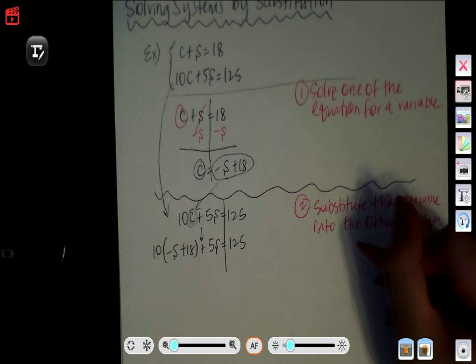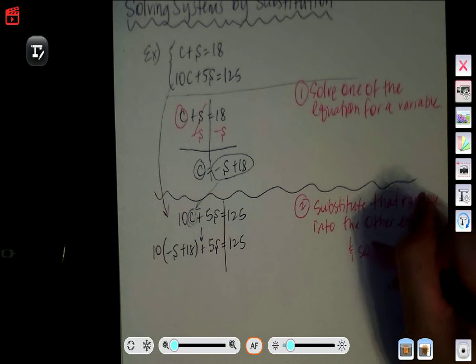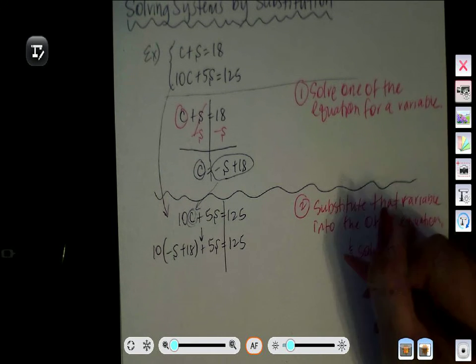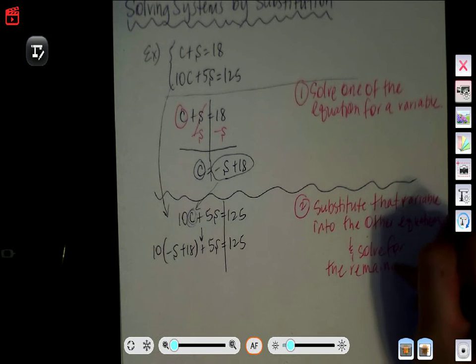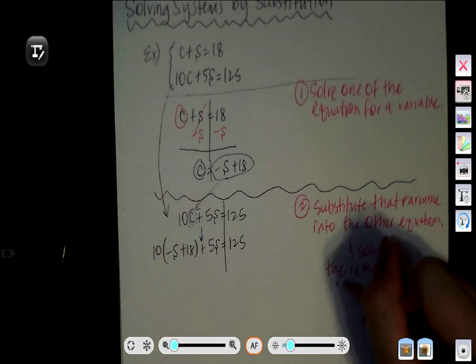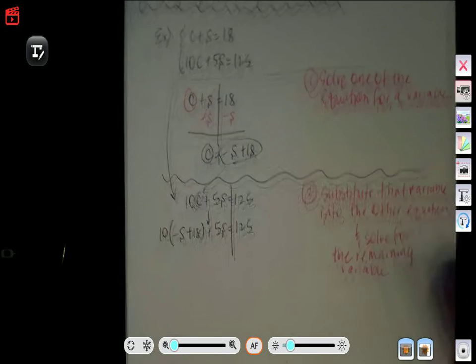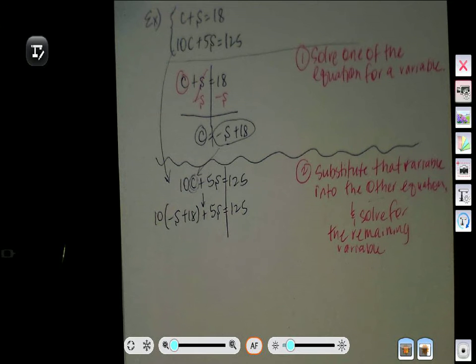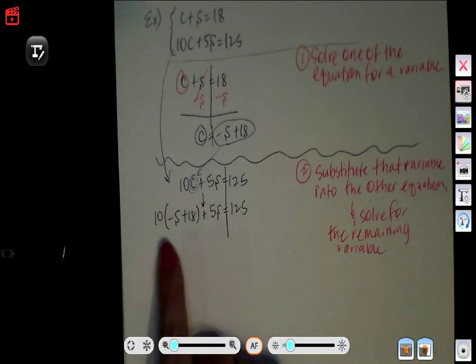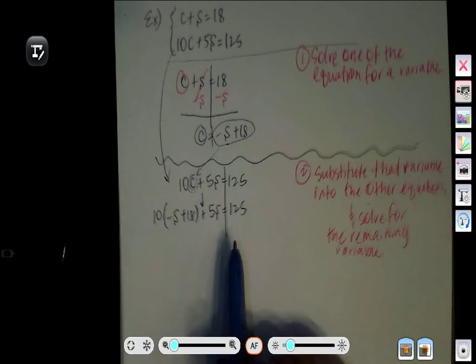I'm also going to write down and solve for the remaining variable. Okay. So now that I did that, it's now only with one variable, so you should be able to solve for that.